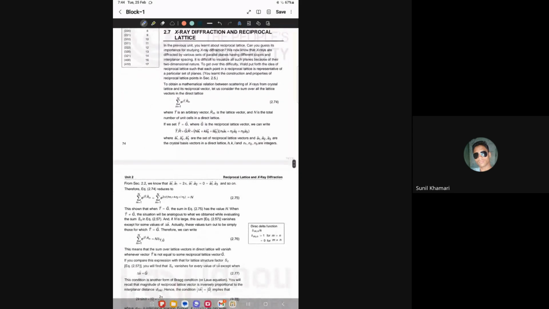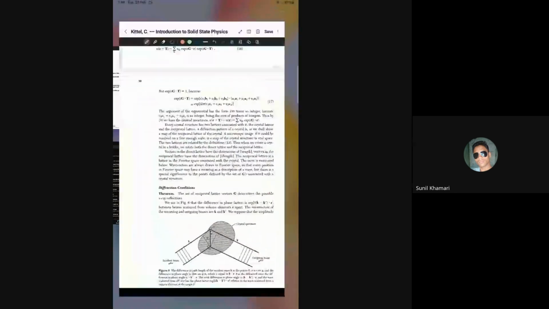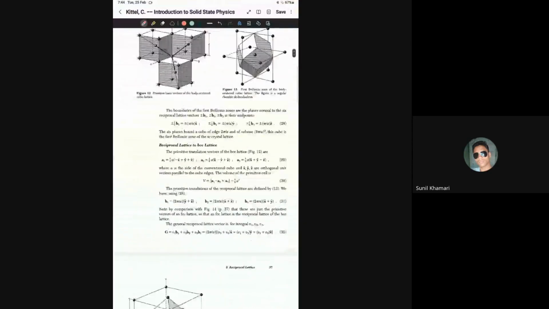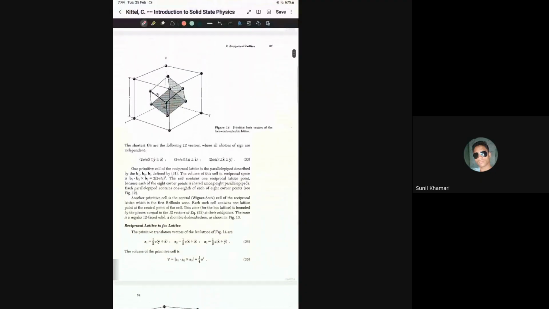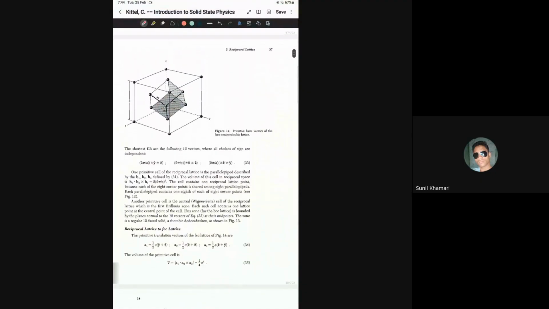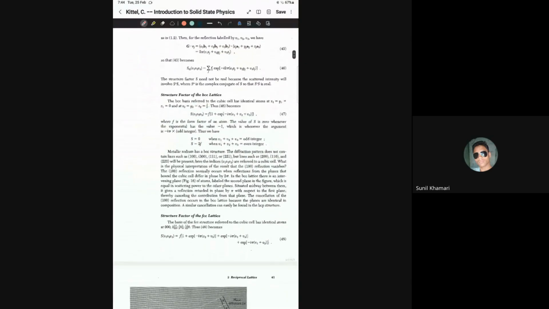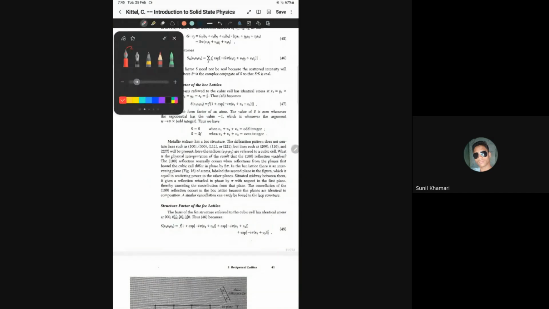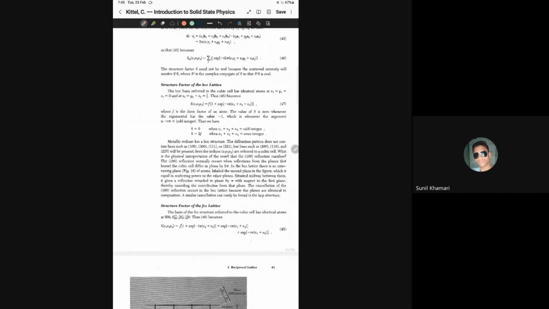I can show you in the book also. It is there, just for reference. Yeah, over here. So this is the structure factor for the BCC lattice and the structure factor for the FCC lattice.